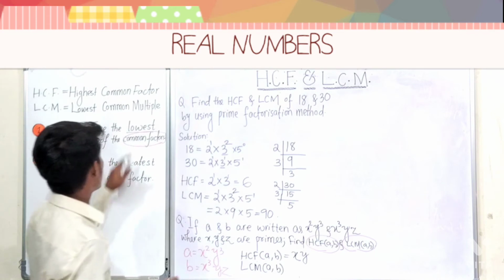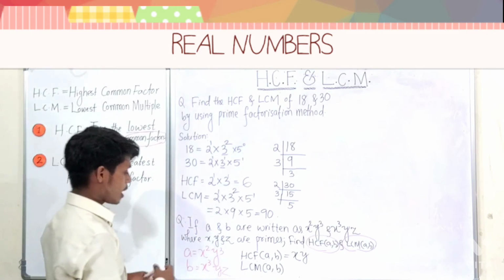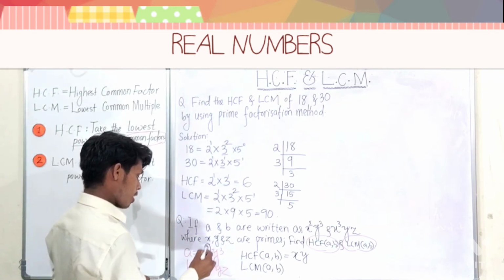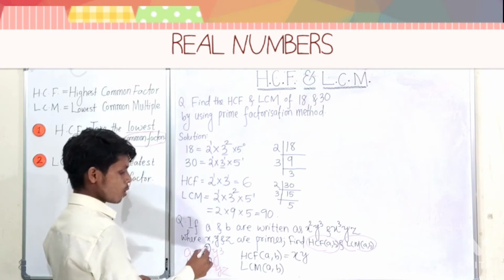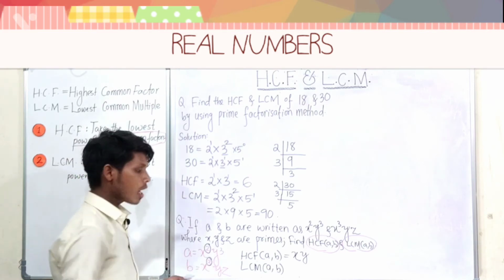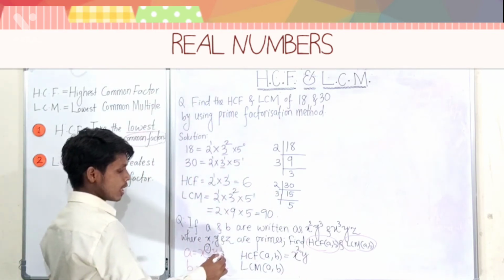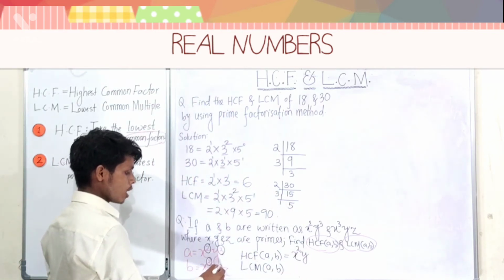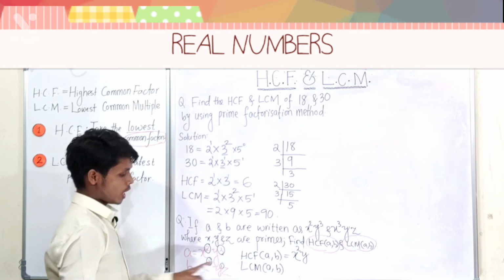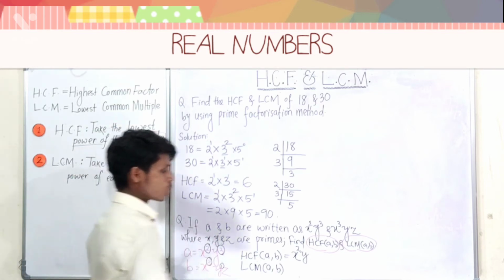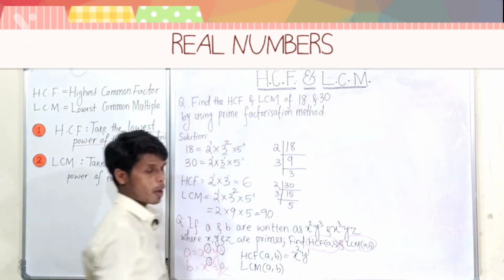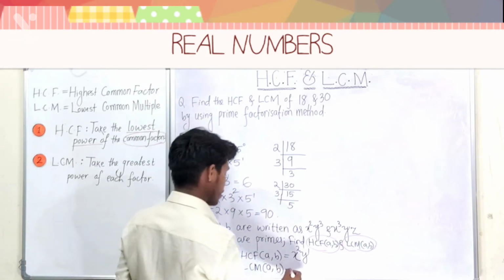Then what we need to do? We need to take the lowest power. Here it is x square, here it is x cube. So between 2 and 3, 2 is smaller, so you have to take x square. Next, here it is y cube, here it is y only, means y to the first power. Here 1 is smaller than 3, so you have to take y to the 1 power, or only y.